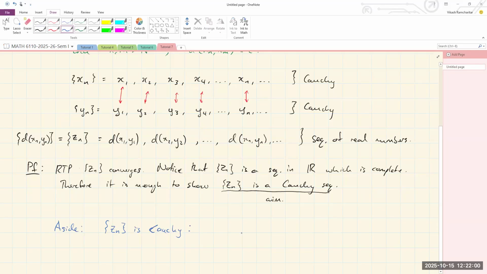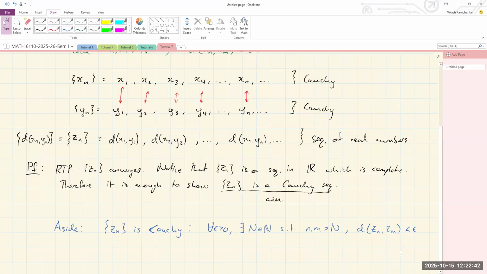Right, what does it mean for Zn to be Cauchy? Well, that means that for any epsilon bigger than 0, there exists maybe a natural number n, such that if you take n and m bigger than this, we have that the distance between Zn and Zm is less than epsilon.